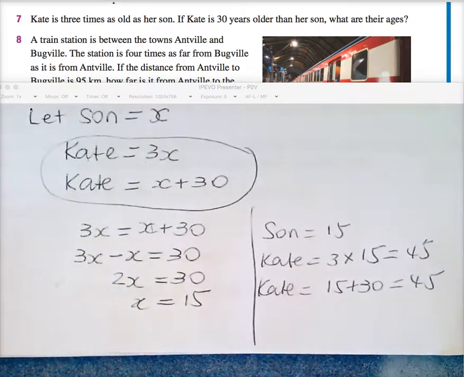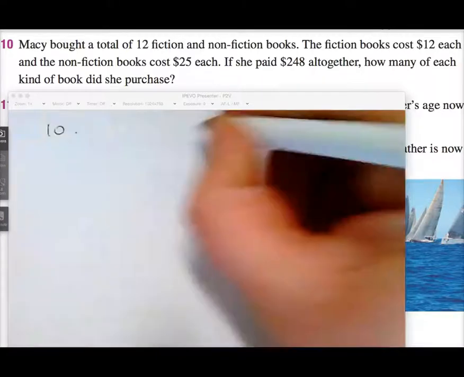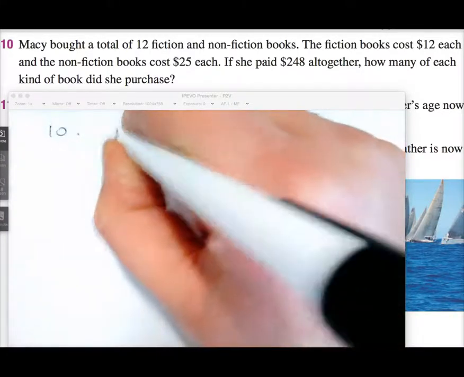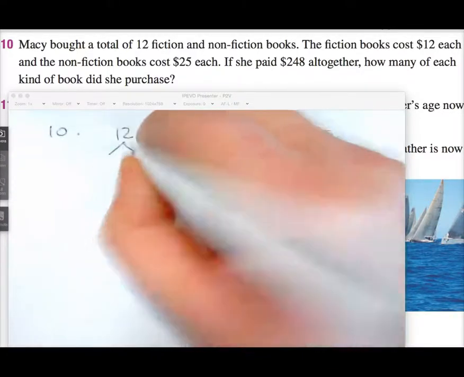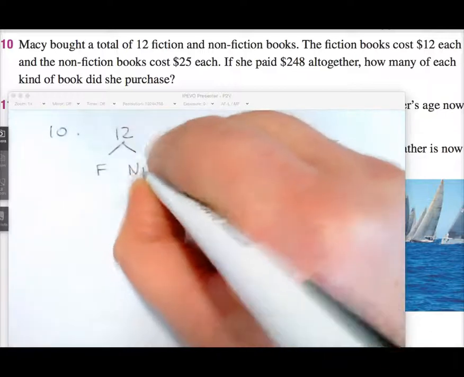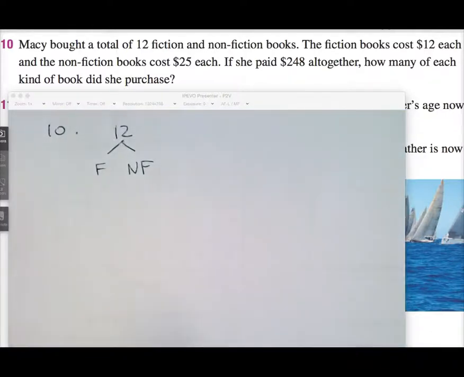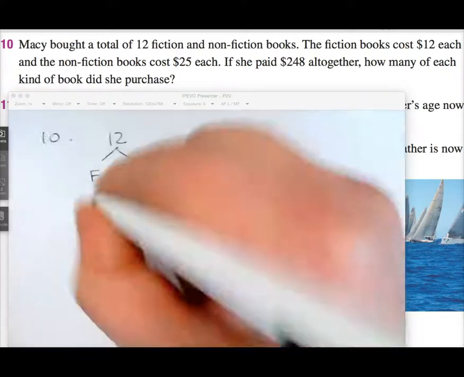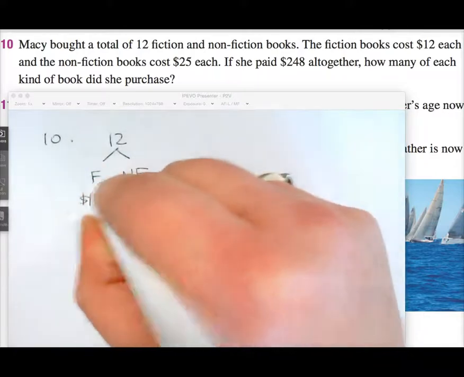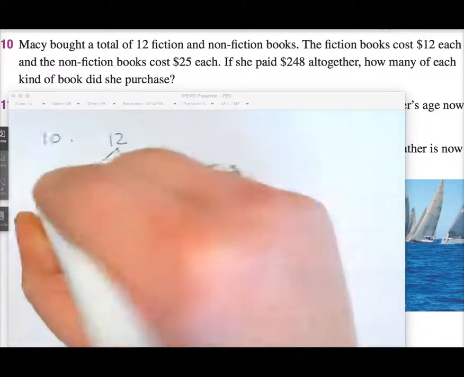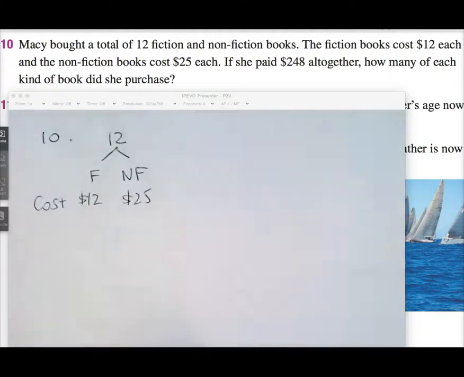Okay? Bought a total of 12 fiction and non-fiction books. So there were 12 fiction, some non-fiction, but 12 altogether. The fiction books are $12 and the non-fiction books are $25. So these ones cost $12 each and these ones cost $25 each, and she paid $248 altogether.